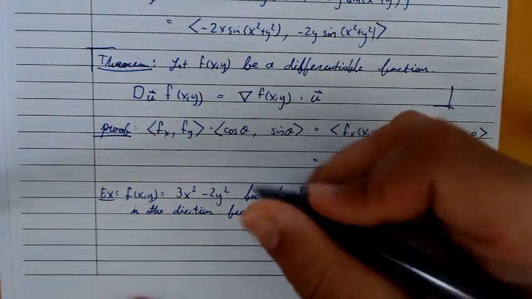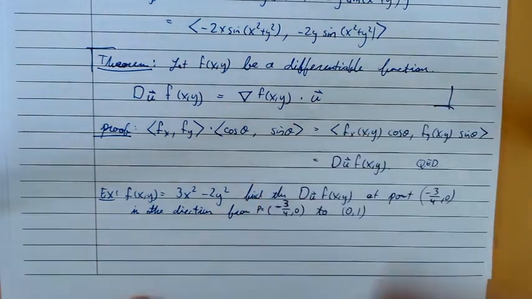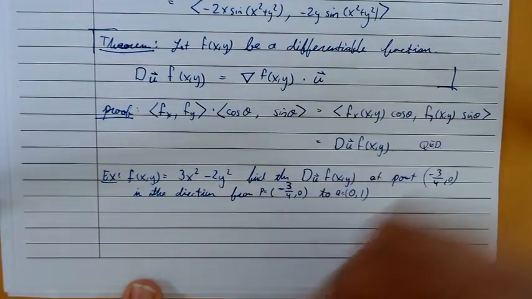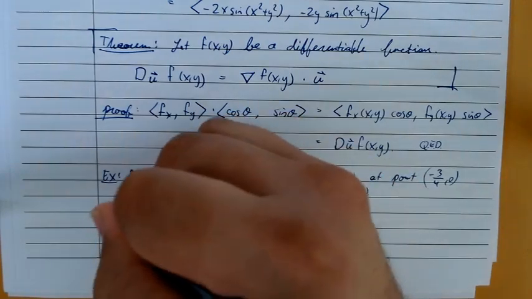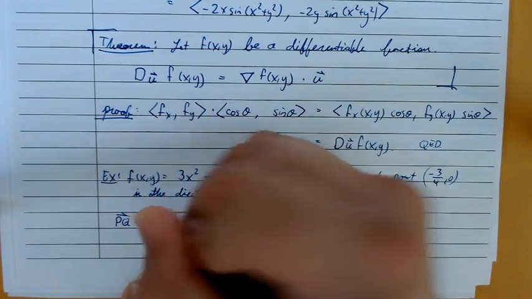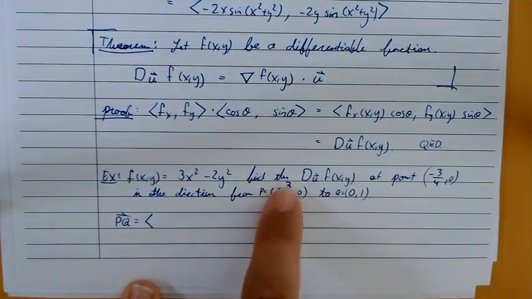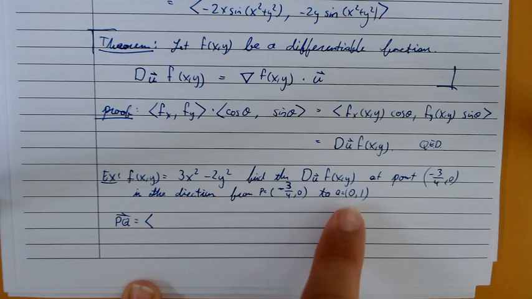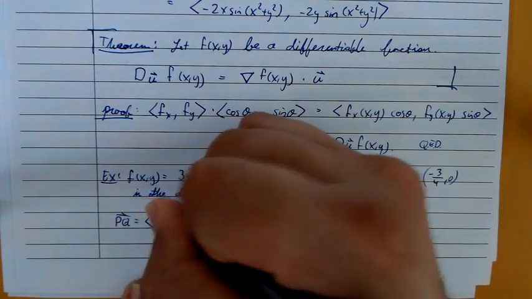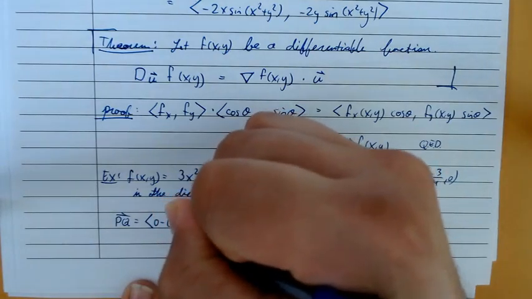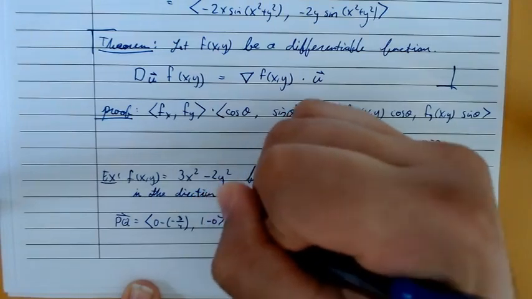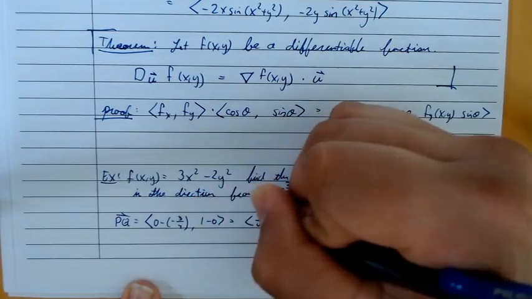So here for the notation, I'll call this the point P, and I'll call this the point Q. All right, so the vector from P to Q, that's simply, you're going to take your 0 minus your negative 3/4, right? You always go from the end point to the beginning point. So 0 minus negative 3/4, comma, 1 minus 0. That'll give us 3/4, comma, 1.